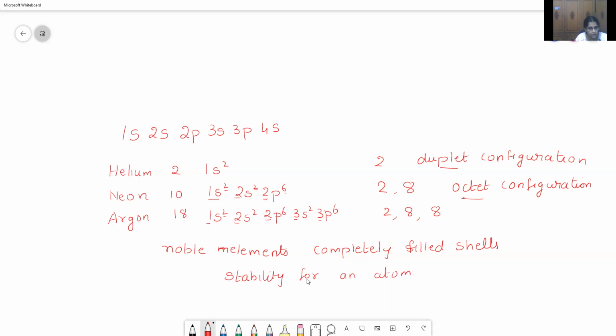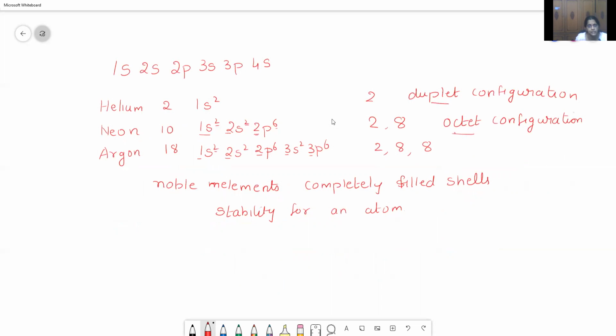Since the shells are completely filled, it does not allow other elements to react with it. It does not either take electrons from other elements nor give its electron to the other element. So therefore these noble elements do not react with other elements.